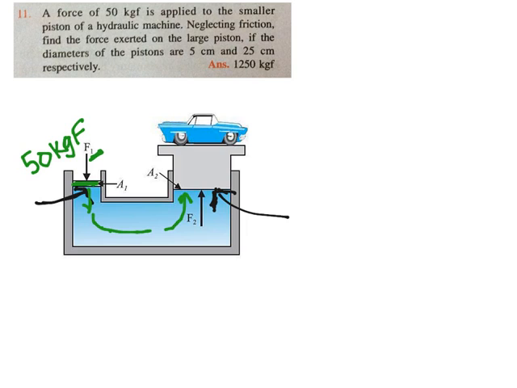So the area is not given. The diameter is given. This is a circular piston, and this is just a side view. If you see it from the top, it is a circular thing. And the diameter is given as 5 centimeter. So the radius is 5 by 2, that is 2.5 centimeter.